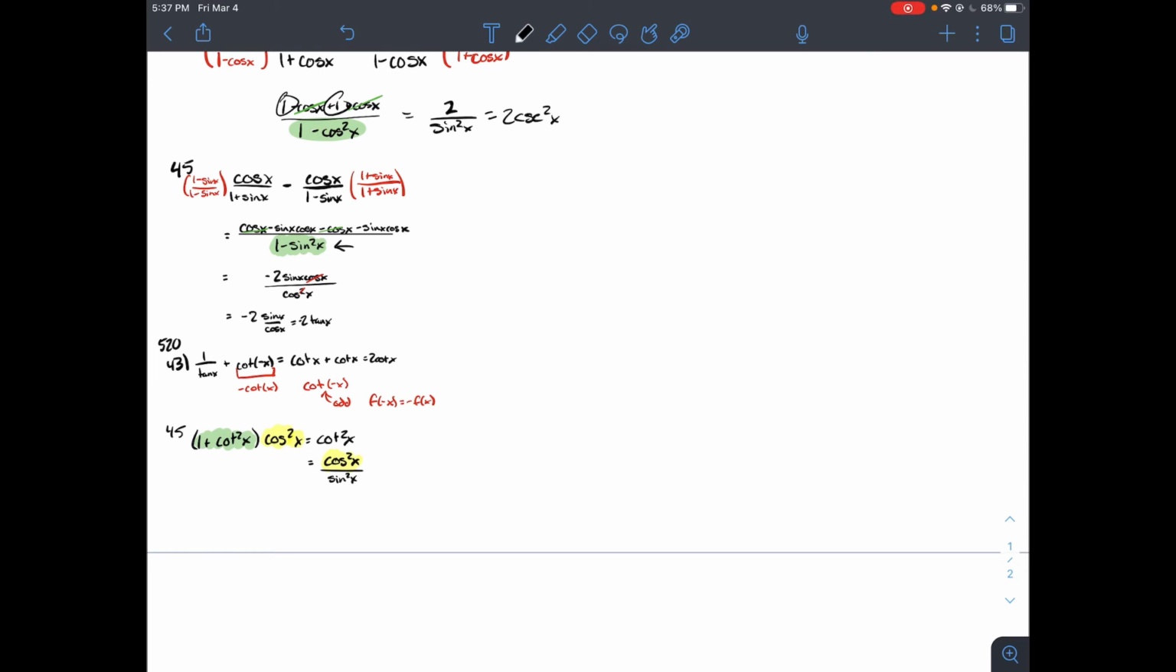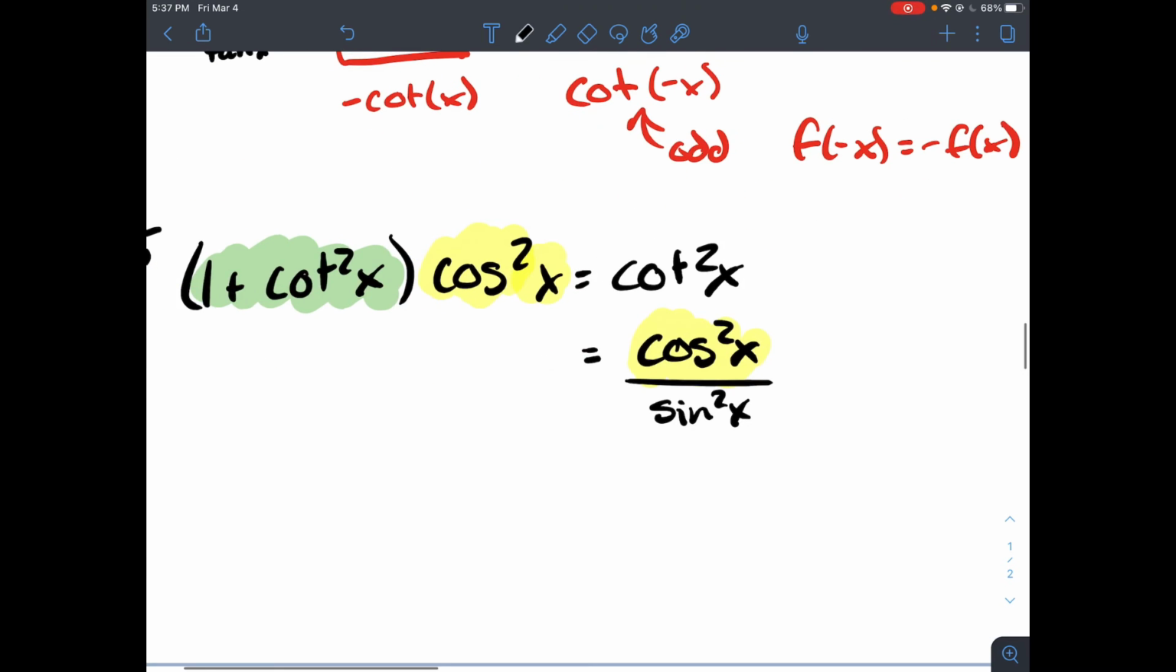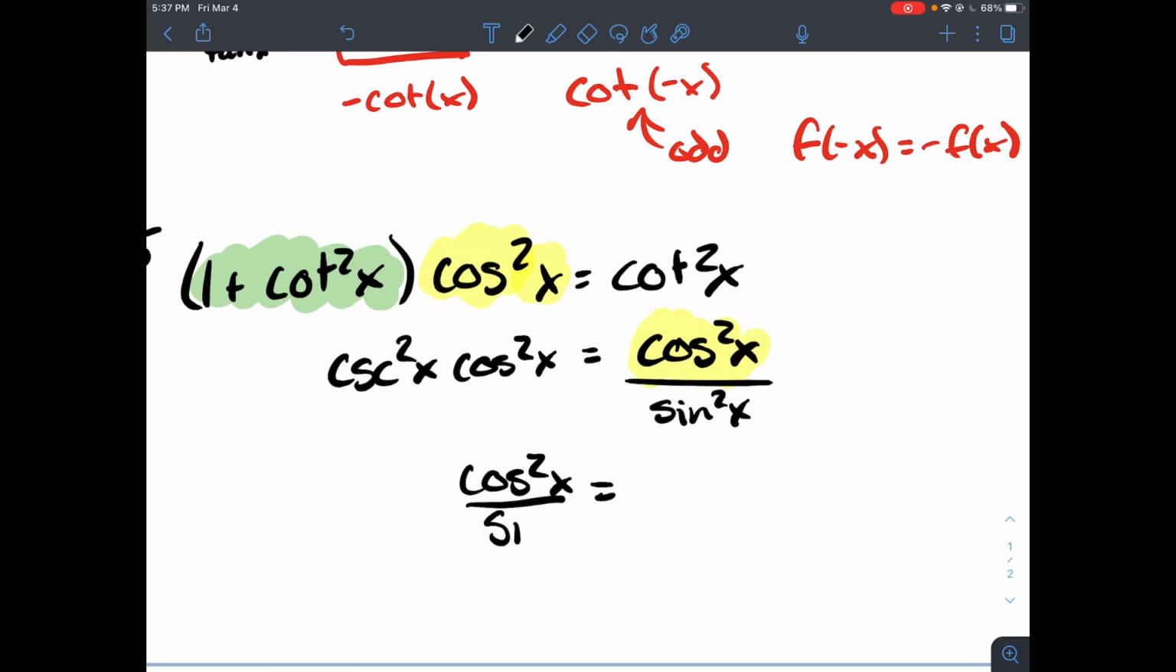What is our last problem that we have for today? 49. Oh, I didn't even finish this. But this is cosecant squared x cosine x, which then is equal to cosine squared x over sine squared x because of what cosecant is, which is equal to that. Great.